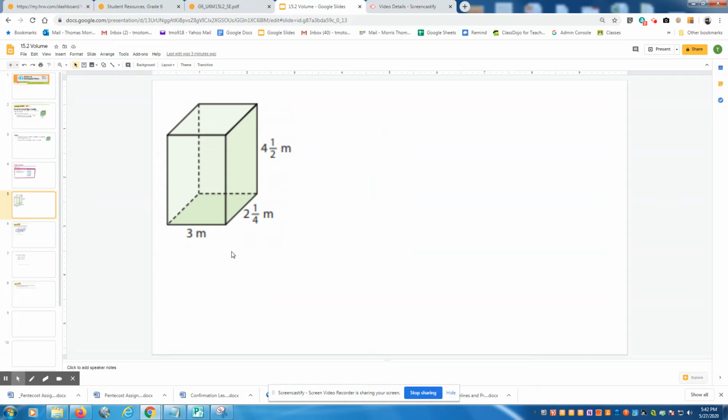All right, so let's calculate this. Let's find the volume of this shape. So we have 3 times 2 1/4. There's a couple different ways you can do it. I would say for some of you, let's use decimals, because it's a little bit easier to calculate. So 2.25 times 3. Once you do that, 25 times 3 is 75, and you have 6.